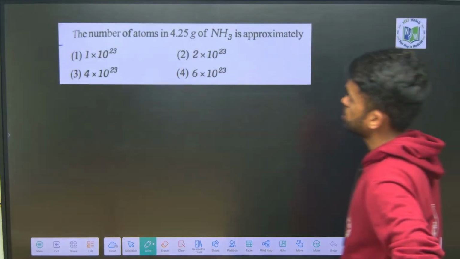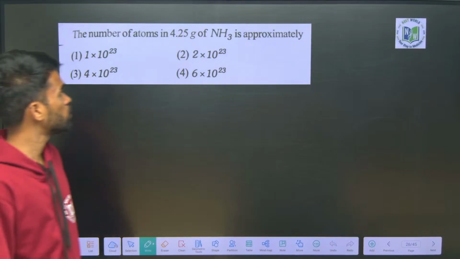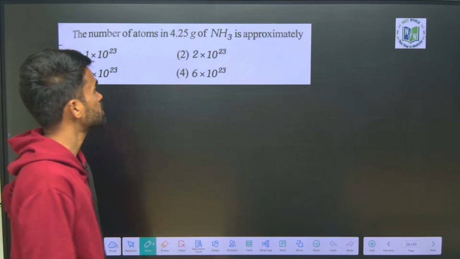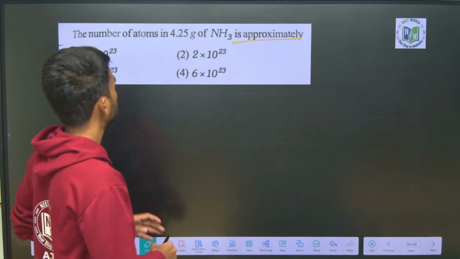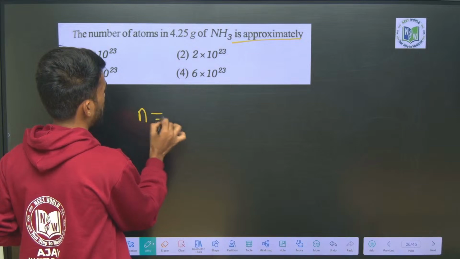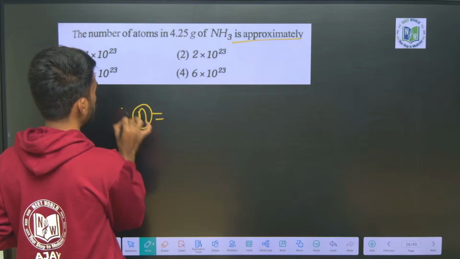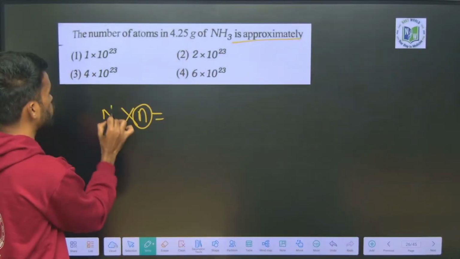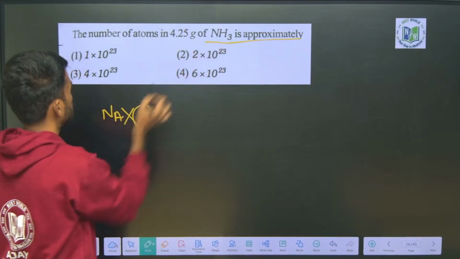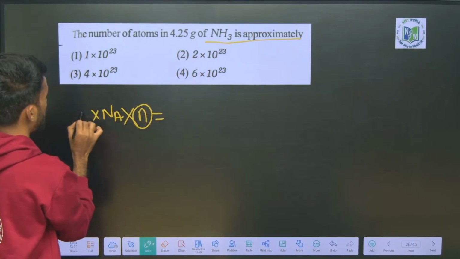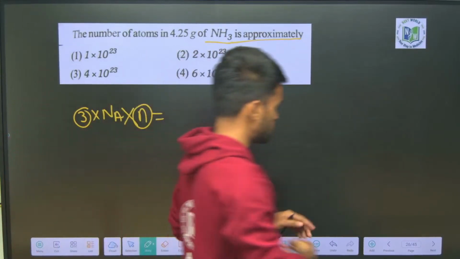Can you answer this question? The number of atoms in 4.25 grams of ammonia is approximately what? You just try to find the number of atoms here. To find the number of atoms, you need to find the number of moles first. After finding the moles, multiply that with Avogadro number. After multiplying with Avogadro number, that many molecules of ammonia will be there. Multiply with its atomicity, which is 3 here, that's it. So this will give you one of these 4 options. You can answer me in the chat box.